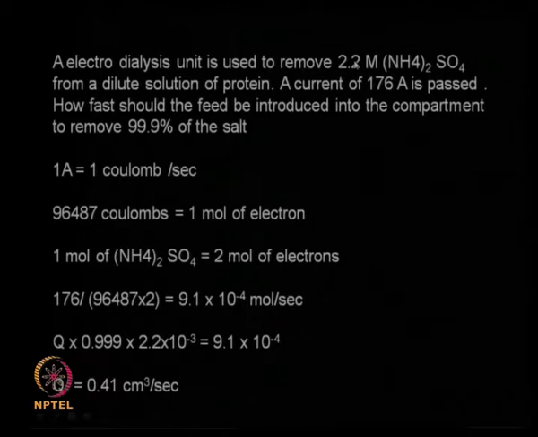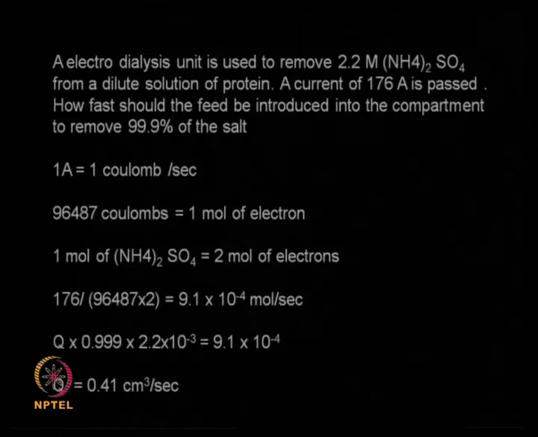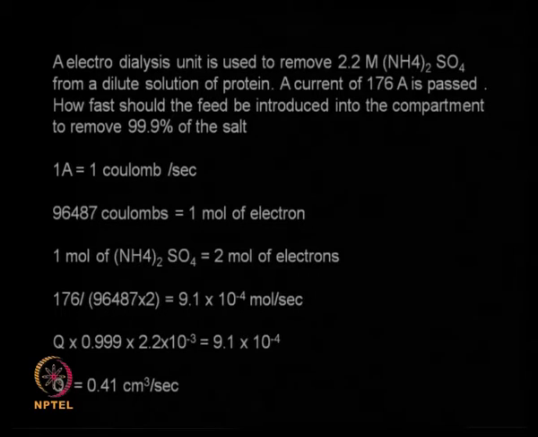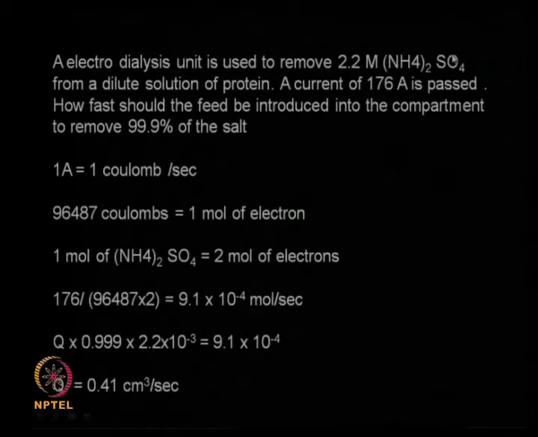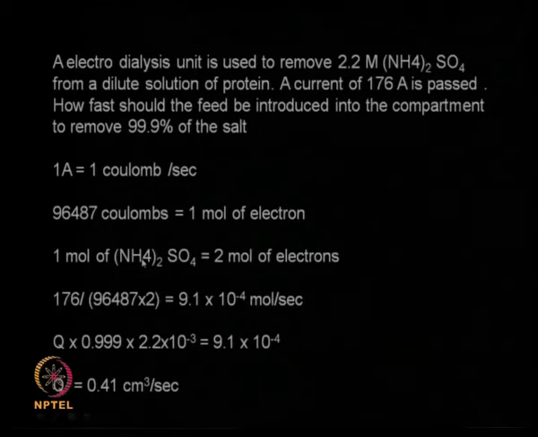So the problem is I have so many molars of salt solution flowing at a particular rate, and I want to remove so much of the salt from the solution. I am passing so much current. So what should be my flow of the solution? This comes from the ionization of the salt. In this particular case ammonium sulphate (NH4)2SO4, there will be 2 electrons flowing, whereas if it is sodium chloride it will be 1 electron flowing. So do not forget that. That is how you calculate the whole problem.